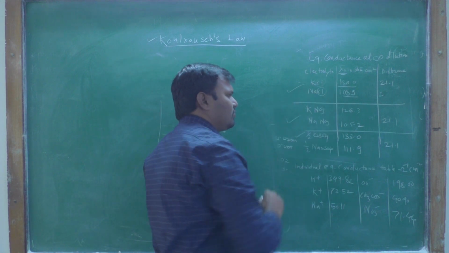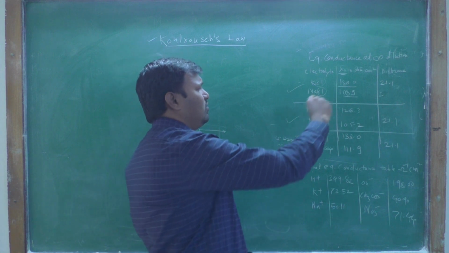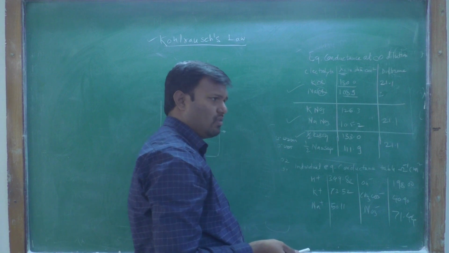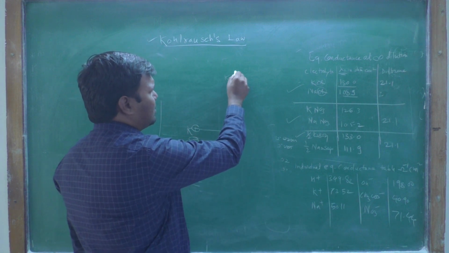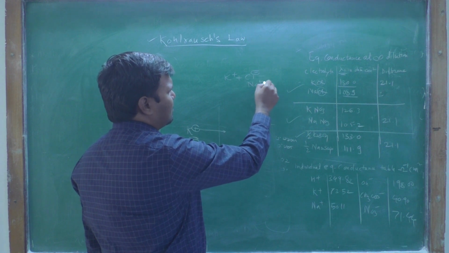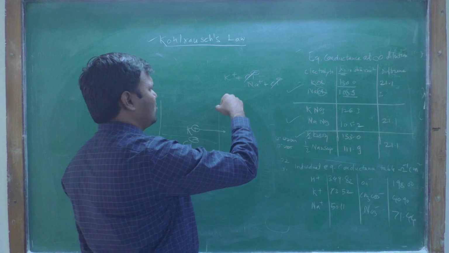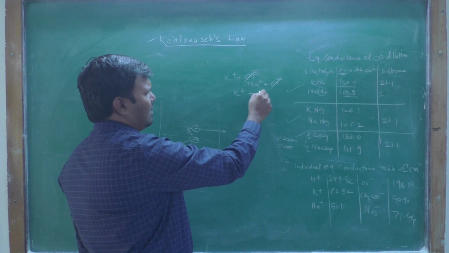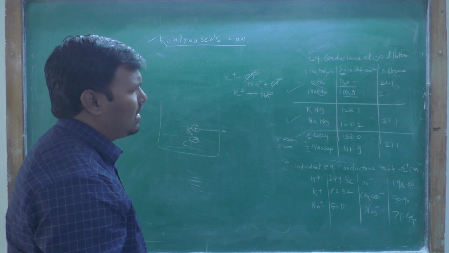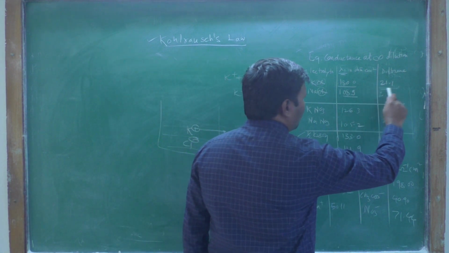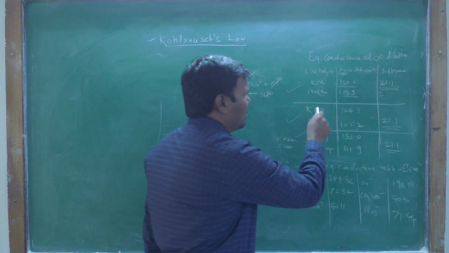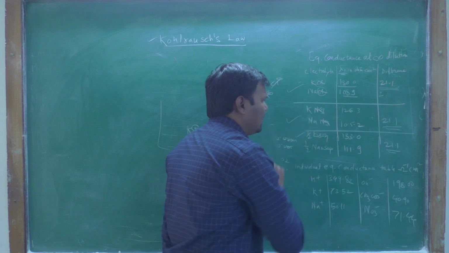Chlorine is the same when you take the difference. The difference means K plus Cl minus minus Na plus Cl minus. The Cl cancels out, leaving K plus minus Na plus. That difference is always 21.1, and that is also 21.1 for the nitrates. For NaNO3 and KNO3 the nitrate cancels; the difference is between K plus and Na plus.